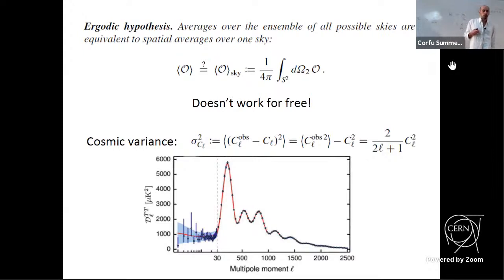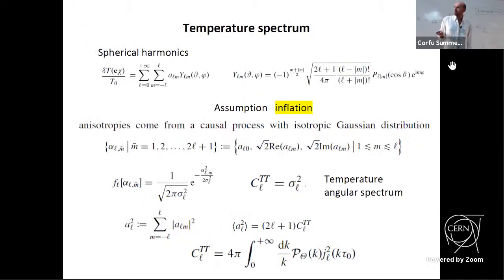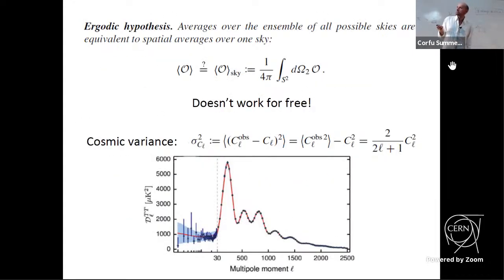So one can assume, and this is called the ergodic hypothesis, that conveniently the averages over an ensemble of all possible skies are equivalent to spatial averages over one sky. That would be very good, because we could replace those expectation values, those averages, by just taking spatial averages over the sky, which means that, for instance, the spectrum is the 2-point correlation function. So I basically have to take 2 points of the sky and measure the correlations based on all the points I can. So this would mean basically integrating over the sphere.